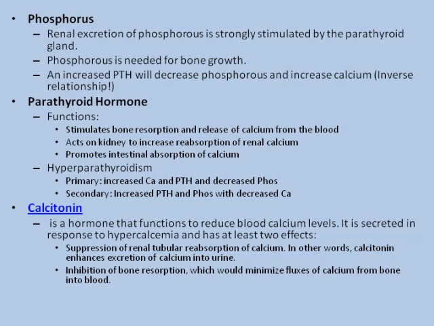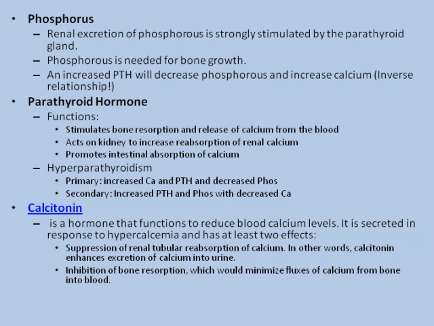Phosphorus is another element that is used. The renal excretion of phosphorus is regulated by the parathyroid gland. You need phosphorus for bone growth. So it's important to make note with phosphorus that an increased parathyroid hormone will decrease phosphorus and increase calcium. So if you have a decreased phosphorus, you're probably going to have increased calcium. If you have increased phosphorus, you'll have a decreased calcium. So they're kind of inversely related there.